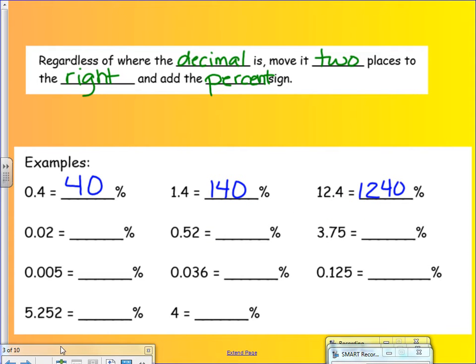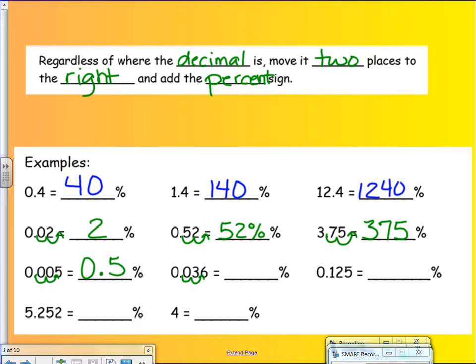Now let's go ahead and look at the next one. The next one, I'm not going to rewrite the problem because I have enough room to move the decimal two places. So I'm going to move it 1, 2, and I end up with 2%. All right, I'm going to move this one two places, and I end up with 52%. I'm going to move the next one two places, and I end up with 375%. I'm going to move the next one two places, and I end up with 0.5%. So I don't even have one whole percent.